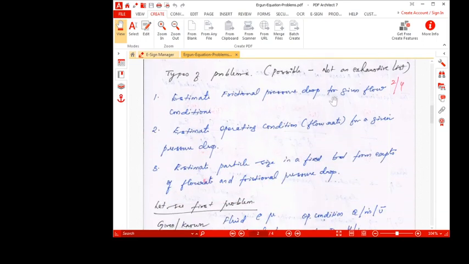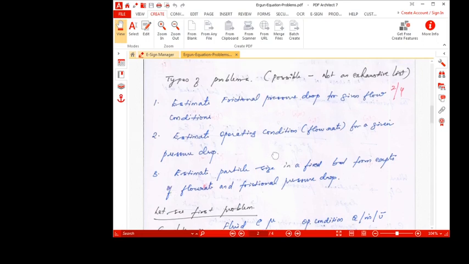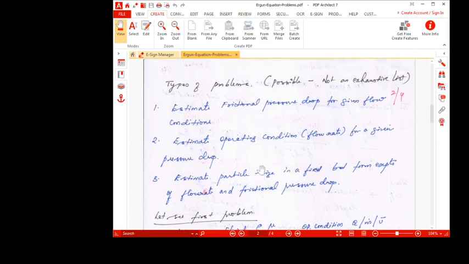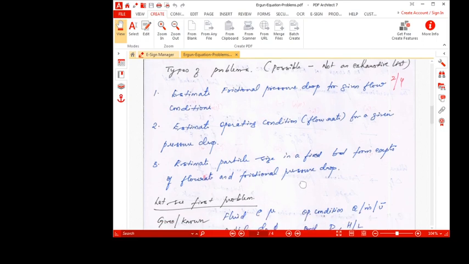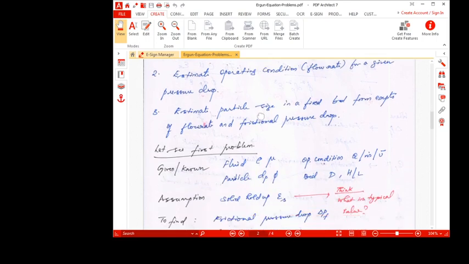Now this is not an exhaustive list, but broadly we can have 3 different types of problems in this topic. One is fairly straightforward, where given the flow condition you estimate the pressure drop. In the second, the pressure drop is known and you have to find the operating condition. And the third is where the particle size has to be found out and you already know the flow rate and the frictional pressure drop. Let's take each one of these cases of problems one by one.